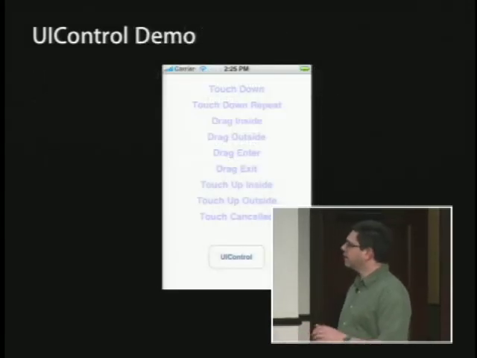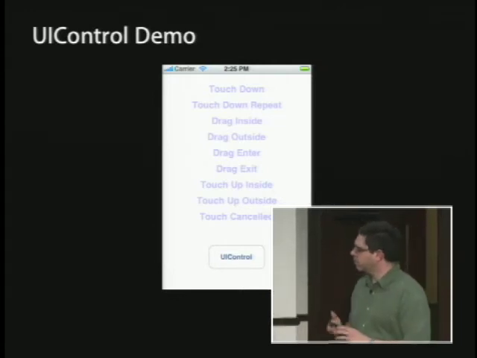So we've got a little demo here where we've got a single control, which is a button down at the bottom. And I've associated actions with every one of those events. And when the event fires, you'll see the text associated with it darken for a second and then fade out. So you can sort of see the stream. So let's look at this.